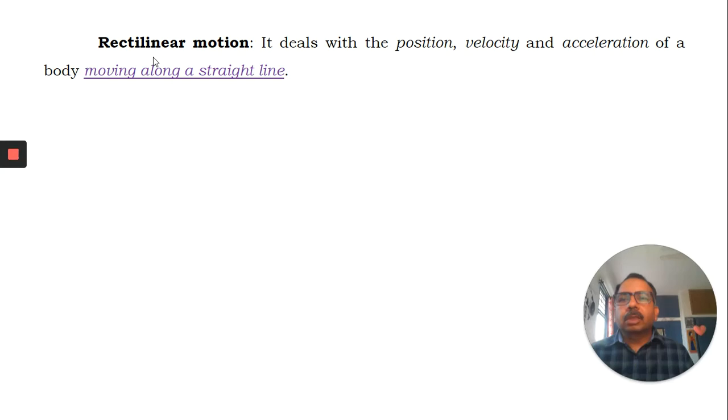In this lecture, we shall discuss rectilinear motion. It deals with the position, velocity, and acceleration of a body moving along a straight line.